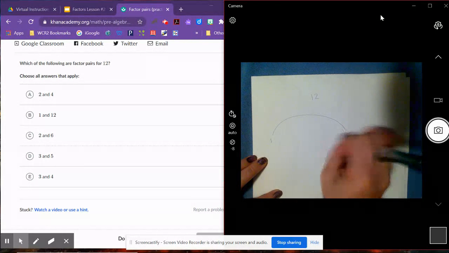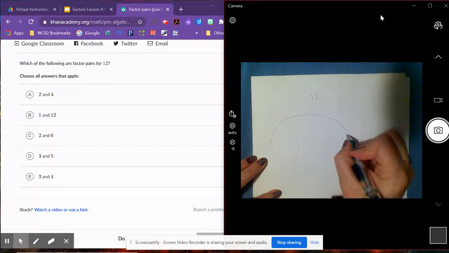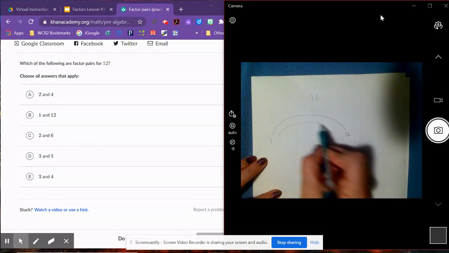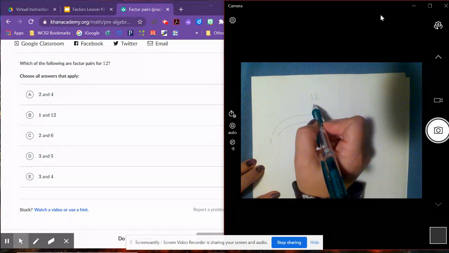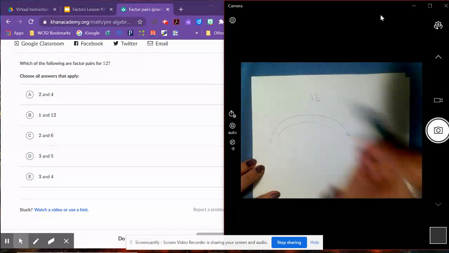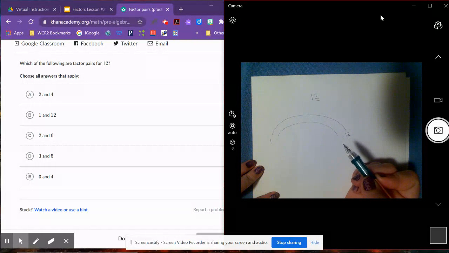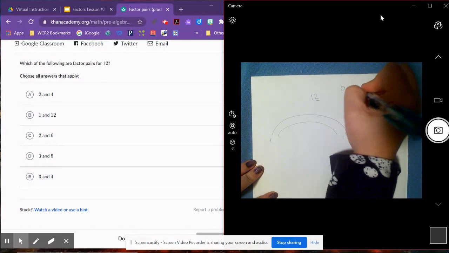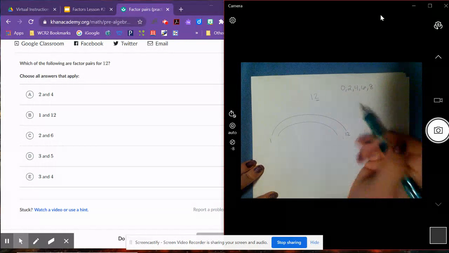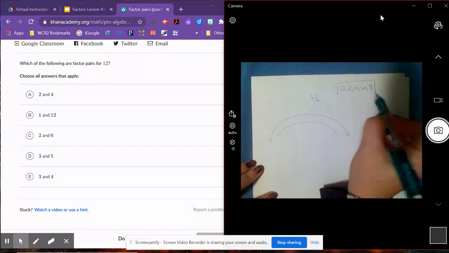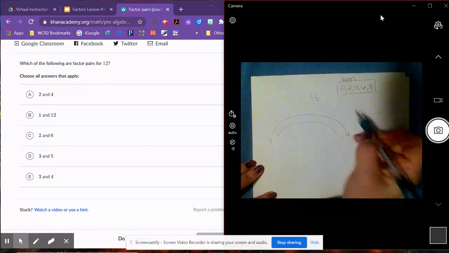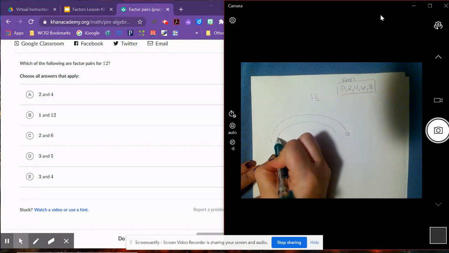That looks like a wonky 12. Rewrite that. Always start with 1 and the number itself. Then I'm going to go ahead and make the next arch. I'm going to say to myself, okay, is this an even number? So you look at the ones place, is 2 an even number? An even number is always 0, 2, 4, 6, 8. So if the number ends in any of these, that means that it is even. So therefore 2, yes, has to be a factor.